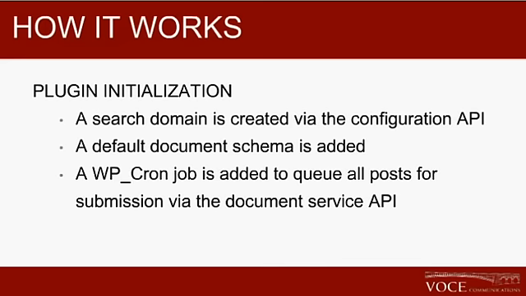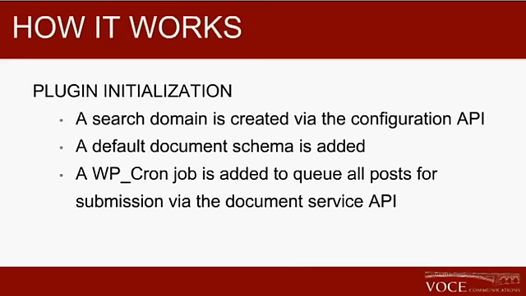When you do set up the plugin initially, a search domain gets created via the configuration API. All you need at that point is your AWS secret key and access key to get started. So a search domain gets created, and this is the same thing you do through the AWS console if you're setting up Cloudsearch manually. We just do it for you in the plugin.